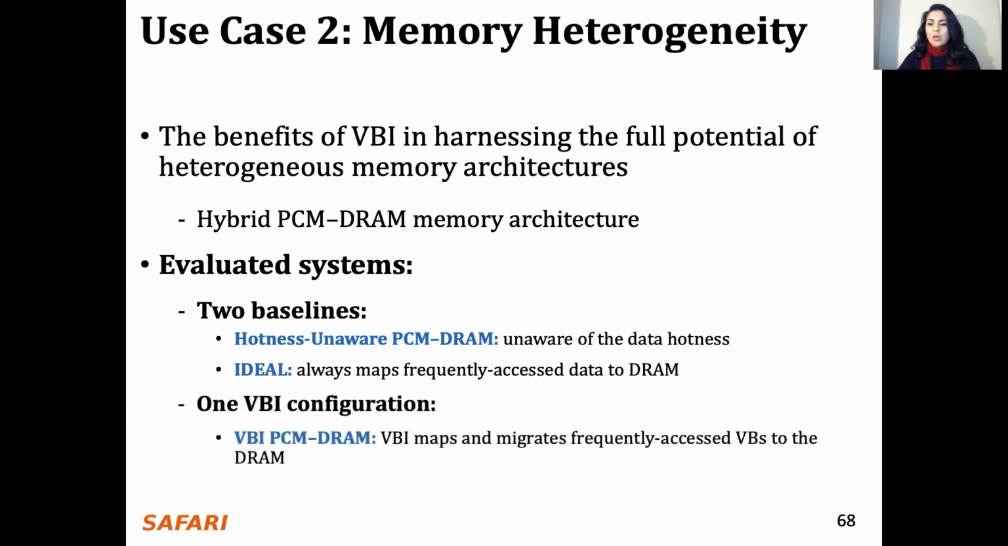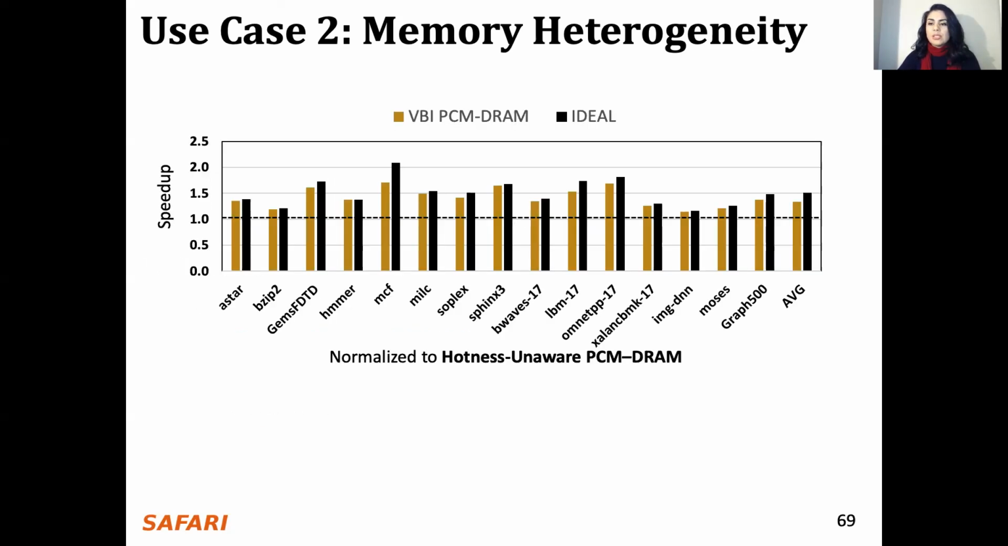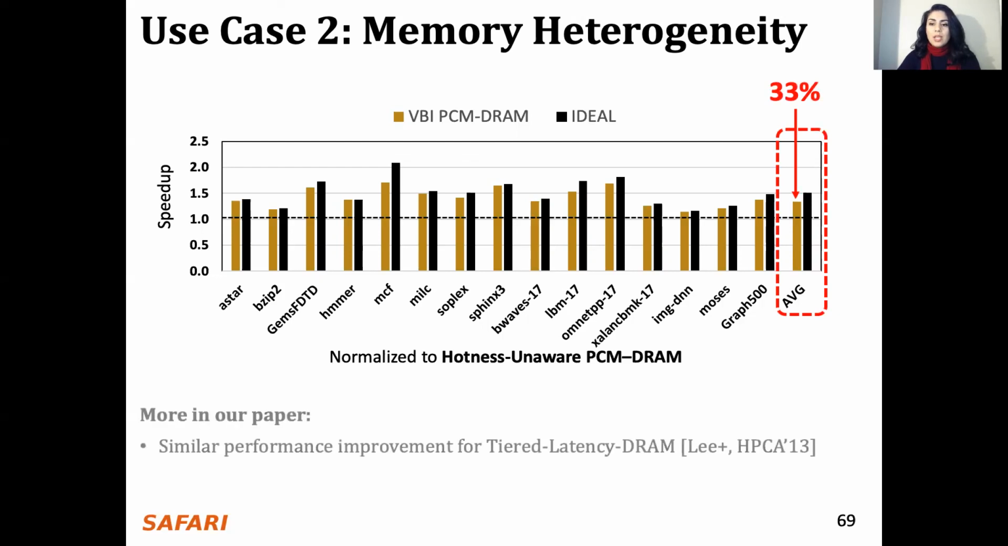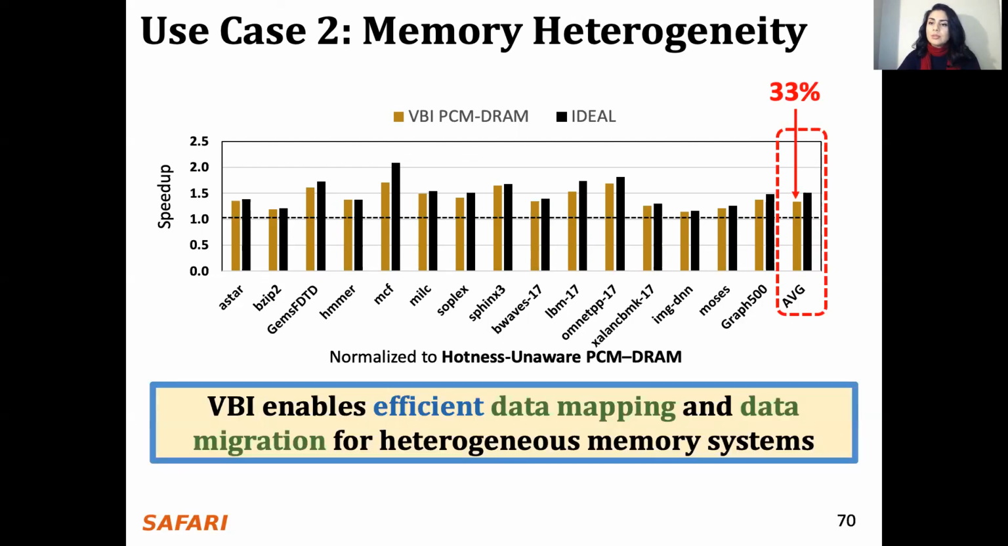We also evaluate a VBI configuration called VBI PCM DRAM, where VBI maps and migrates frequently accessed VBs to the DRAM. This figure compares the performance of VBI PCM DRAM and ideal normalized to hotness unaware PCM DRAM. We observe that VBI PCM DRAM improves performance by 33% on average compared to the hotness unaware PCM DRAM by accurately mapping and migrating the frequently accessed VBs to the low latency DRAM. We observe similar benefits when using VBI in a system with tiered latency DRAM, which is another heterogeneous memory architecture. Please see our paper for more details. We conclude that VBI enables efficient data mapping and migration for heterogeneous memory systems.